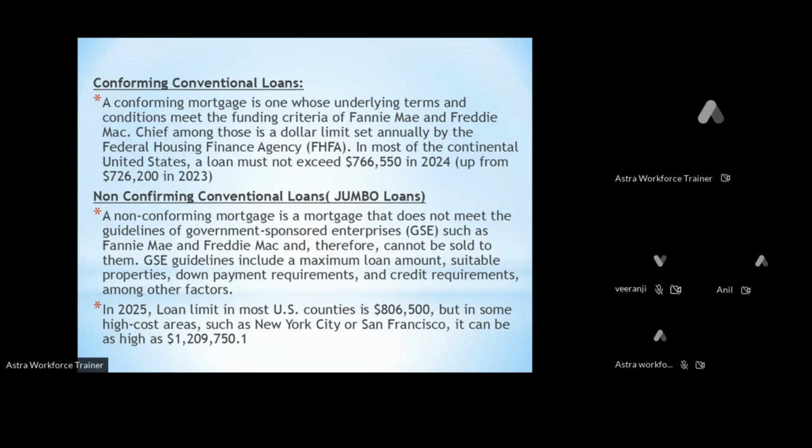A conforming mortgage is the one whose underlying terms and conditions meet the funding criteria of Fannie Mae and Freddie Mac. Chief among those is a dollar limit set annually by the Federal Housing Finance Agency. In most of the continental United States, a loan must not exceed $766,550 in 2024, up from $726,000 in 2023.